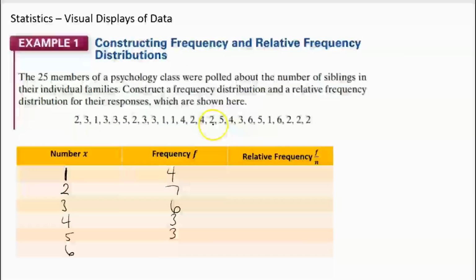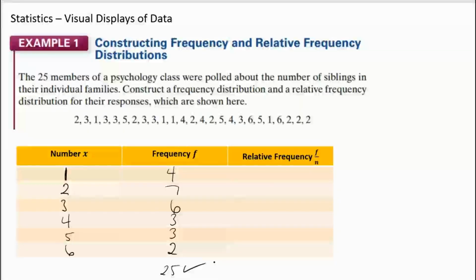And I'm scanning through. There's a 6, and there's a 6, and I see 2 of those. Now, to check myself, I think it's a good idea to add these together. What should it add to be? 25, right? So your frequency should add up to how many values of data you have, or we did something wrong. So 4 and 7 is 11, and 6 is 17, and 3 is 20, and 3 is 23. Yes, that does add to 25.